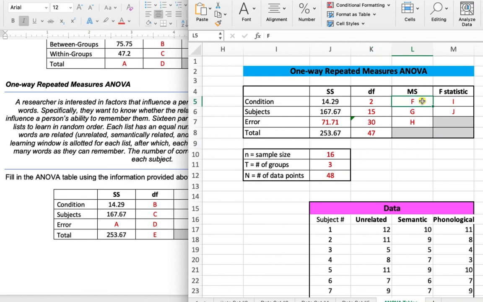From there, our mean square is calculated by taking sum of squares divided by degrees of freedom in the same row. So we can copy that. And then our F statistic for our condition is the mean square of the condition divided by error mean square. F statistic for subjects is going to be the mean square for our subjects divided by mean square for error. And we end up getting 4.68.